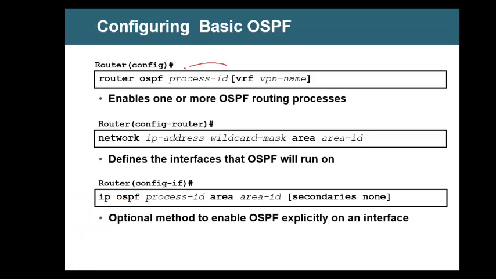This is a process ID, a number. This number can be any number, and this number need not be the same on every router. The process ID is just to identify a process. Process ID that identifies the OSPF process.